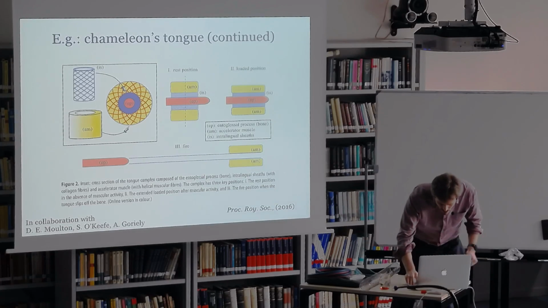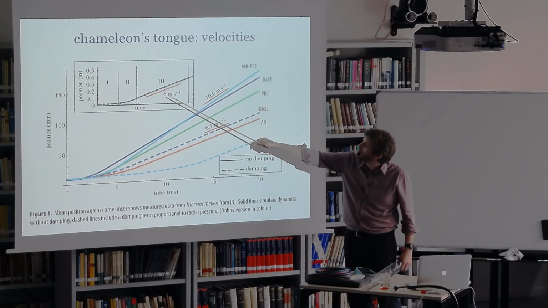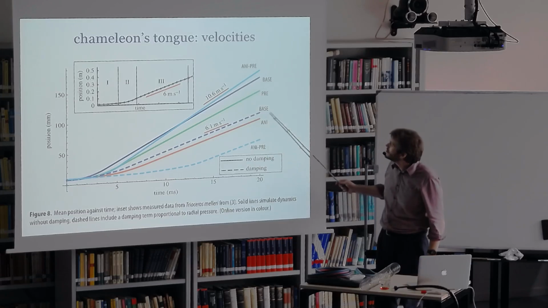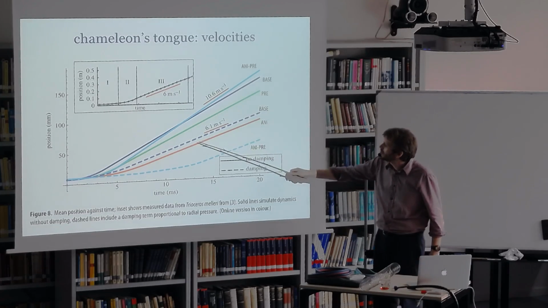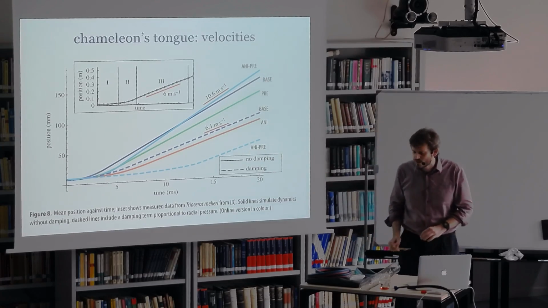And so we did that whole elastic energy balance. This is velocities from the chameleon tongue from experiments, and this is our base models. And we played with different fibers, orientations, and so on and so forth. But essentially, our prediction is that we get 6.1 meters per second at the end of the day. So we counted that as a success story.